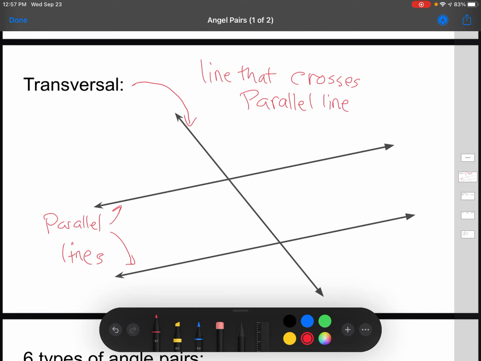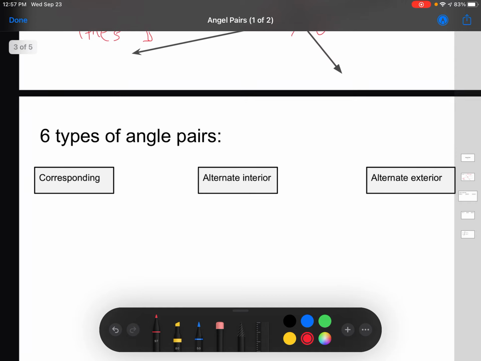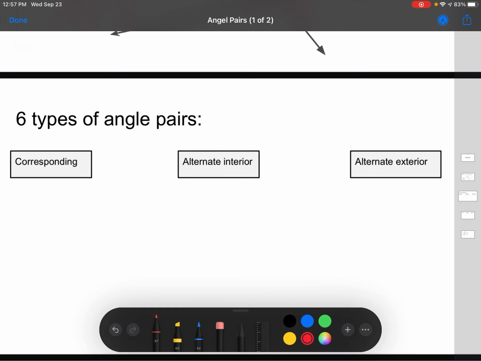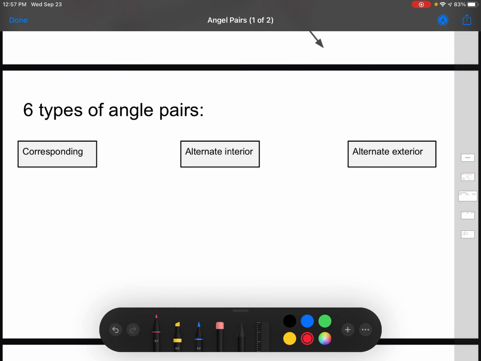All right. When we do that, we get different angles made. So we have 1, 2, 3, 4, 5, 6, 7, 8 angles are made here. Now, if you pair up these angles, you'll get angle pairs. All the angle pairs are going to either be congruent to each other or they will be supplementary with each other. All right? So there are 6 types of angle pairs that are made. They all have their own special name. We're going to talk about them and draw an example for each of them.